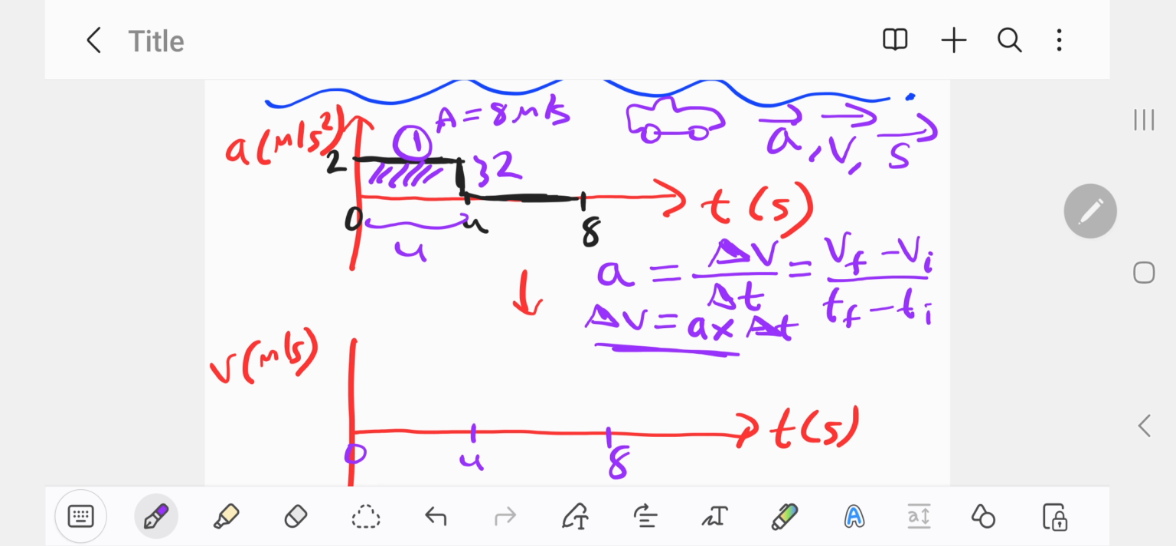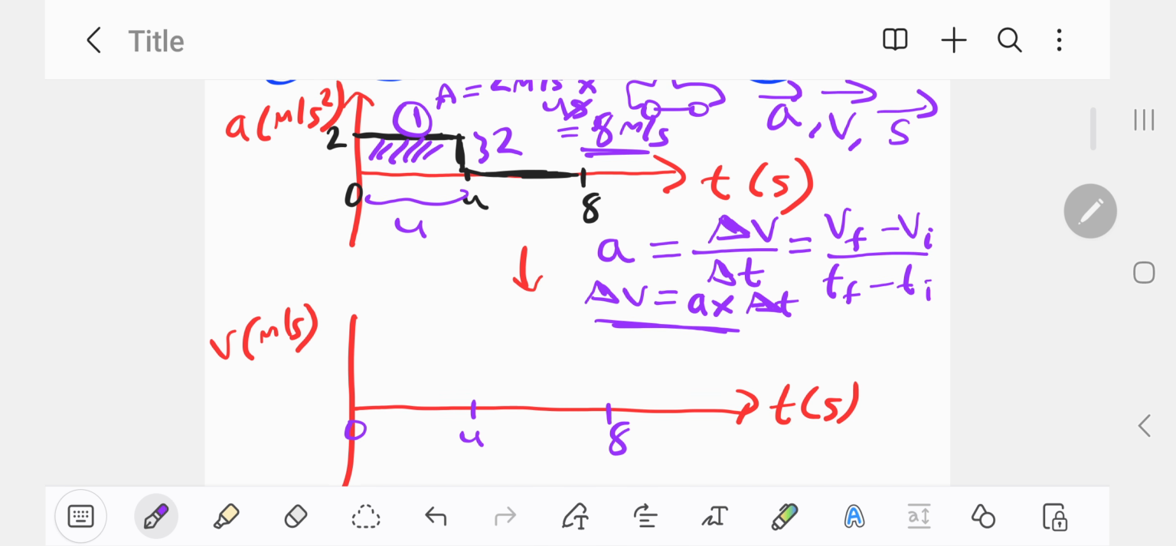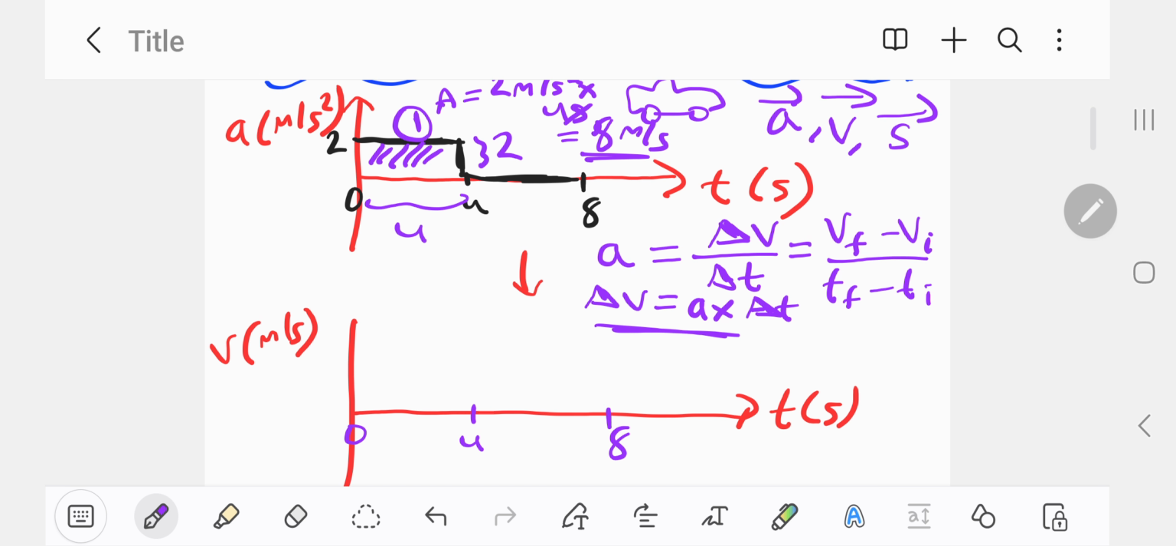meters per second. Why is it meters per second? Because 2 meters per second squared times 4 seconds, the seconds squared and the seconds cancel out. You're left with 8 meters per second. Okay. So you get 8 meters per second for 4 seconds. So the velocity from 0 to 4 seconds is 8 meters per second.